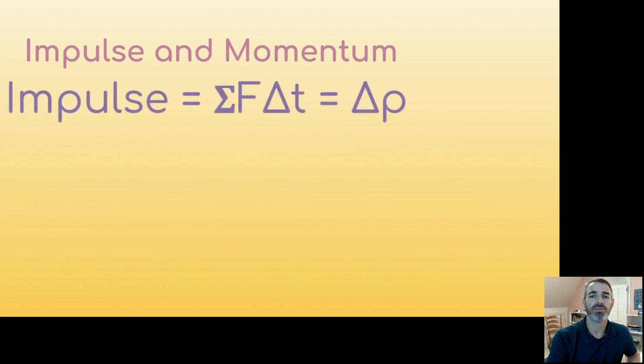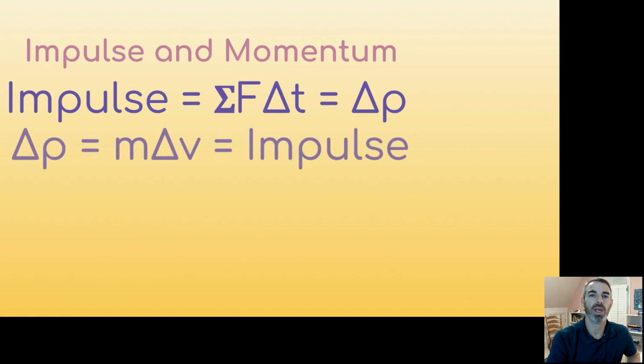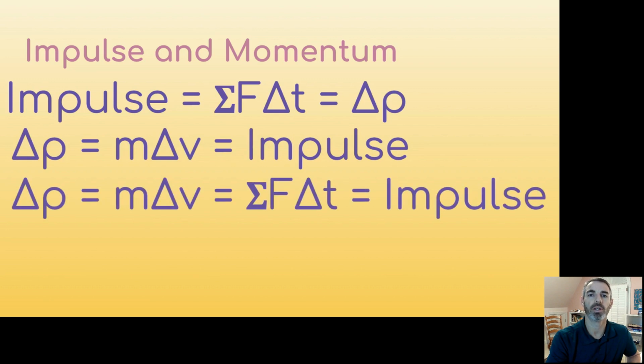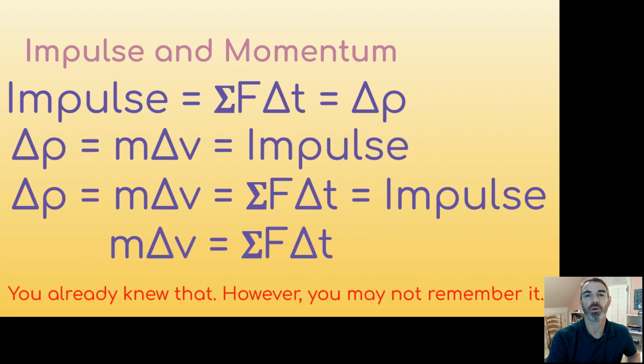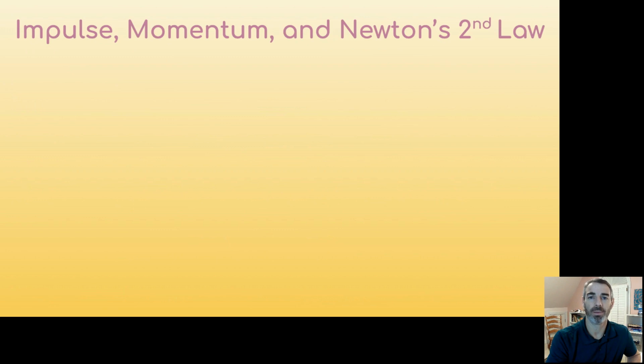So impulse in equation form is net force times change in time, which is change in momentum. And a change in momentum is mass times change in velocity, which is an impulse, which means we can look at this as a big, long equation and then simplify that down to the change in momentum or impulse is mass times change in velocity equals net force times change in time. But you actually already knew this equation. You probably just don't recognize it in this form. So let's look at it a little closer, impulse, momentum, and Newton's second law.